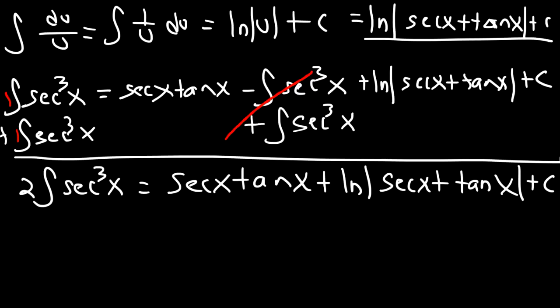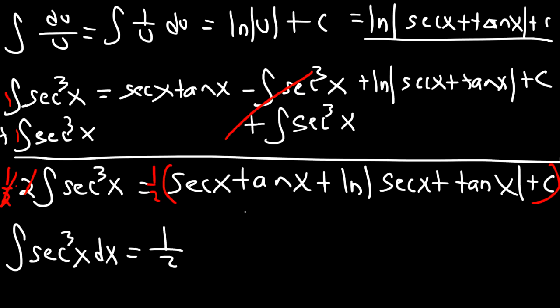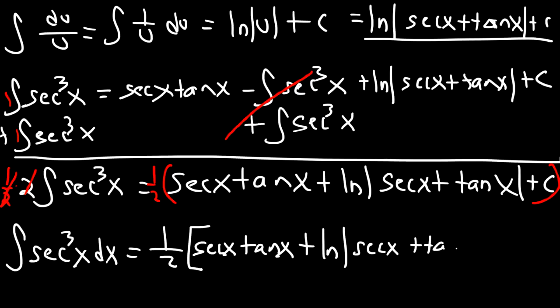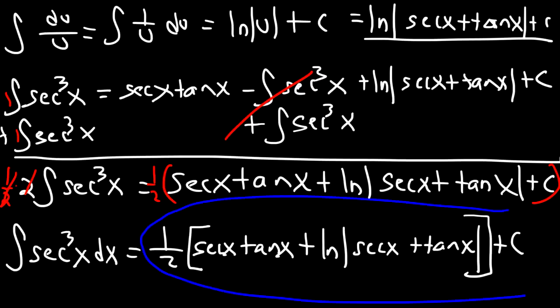Now the last thing we need to do is multiply both sides by a half. A half times 2 is 1, and so this will give us the final answer. The integral of secant cube is going to be 1/2 times secant x tangent x plus the natural log of secant x plus tangent x, and then plus c. And that's it. That's how you can integrate secant cube. So that's the answer.